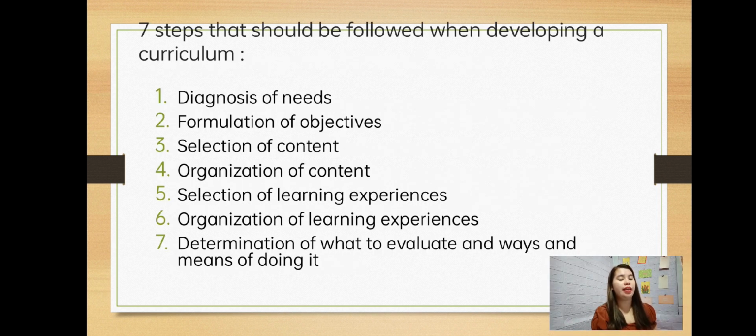So here are the fundamental elements, 7 steps that we should follow when developing a curriculum. First, diagnosis of needs. Second, formation of objectives. Third, selection of content. Fourth, organization of content. Selection of learning experiences. Organization of learning experiences. Determination of what to evaluate and ways and means of doing it.